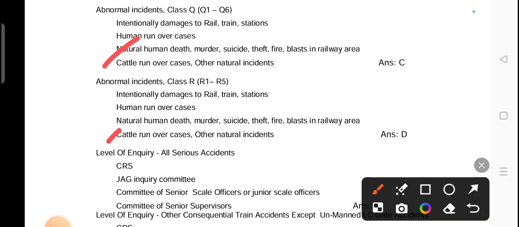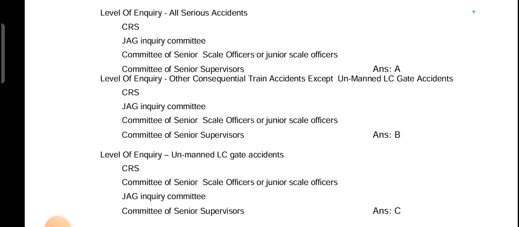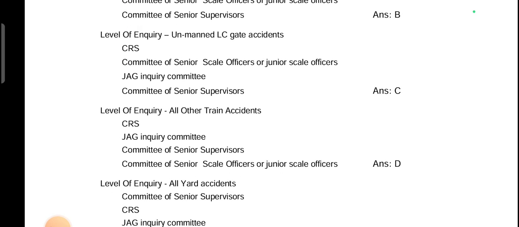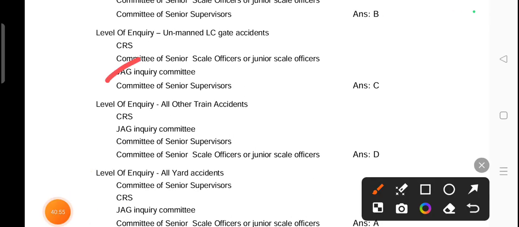Level of inquiry, all serious accidents, CRS. Level of inquiry, other consequential train accidents except unmanned LC gate accidents, JAG Inquiry Committee. Level of inquiry, unmanned LC gate accidents, JAG Inquiry Committee. Level of inquiry, all other train accidents, Committee of Senior Scale Officer or Junior Scale Officers.